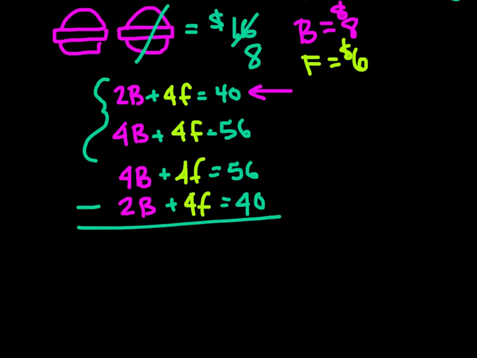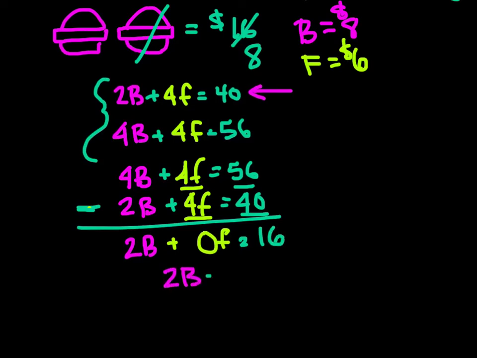So essentially, every single time I do this, I'm going to say 4b minus 2b gets me 2b left over. Then I have 4f minus 4f is equal to 0 f's. And then 56 minus 40 is equal to 16. So again, I have 2b is equal to 16, so I can figure out that my burgers, I'm going to divide by 2 on each side, my burgers are equal to $8. And from there, I can just do the exact same thing as what I did before.